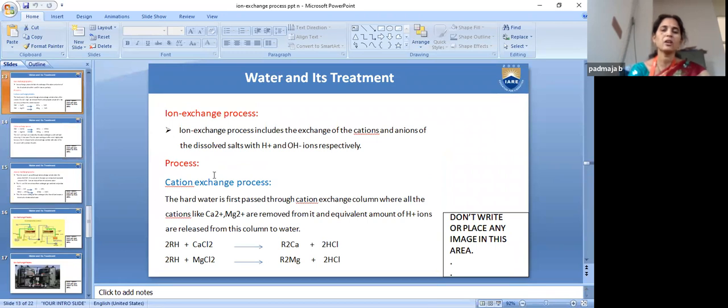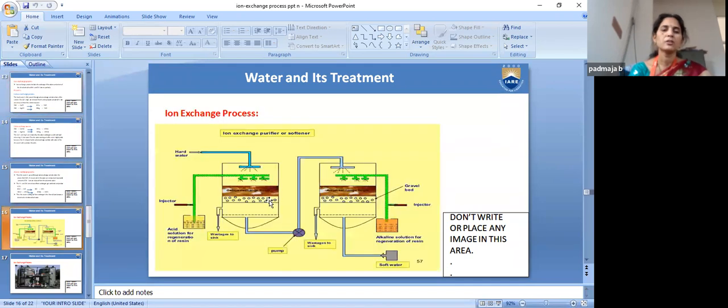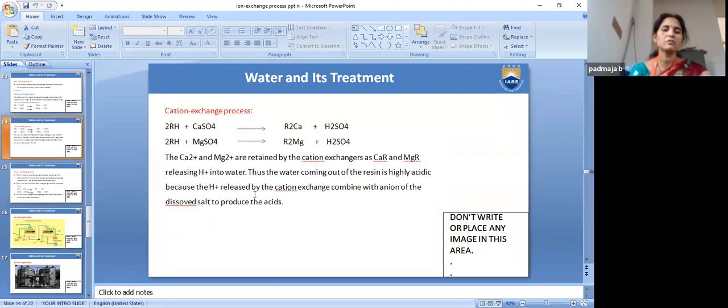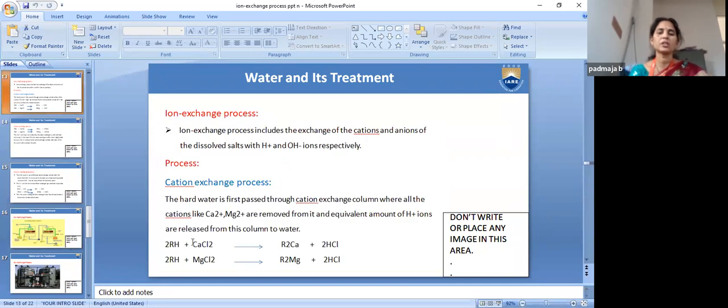So first we are taking hard water. Cation exchange process. Now what we are doing is, we'll take the hard water and sprinkle on the cation exchange resin, so that here we can see the exchange of the Ca2+ ions present in the water with the H+ ions in the cation exchange resin.